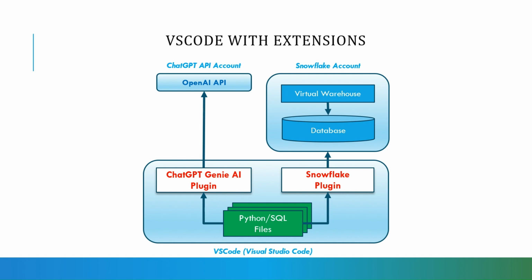This is the architecture of all of this. So let's say VS Code is installed locally on your machine, and you have two different cloud services here: one for the OpenAI API, that's a cloud service, and a Snowflake account. Your Snowflake account is also in the cloud.